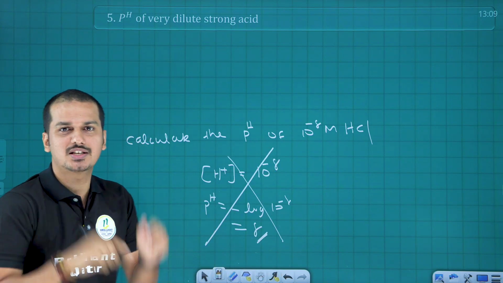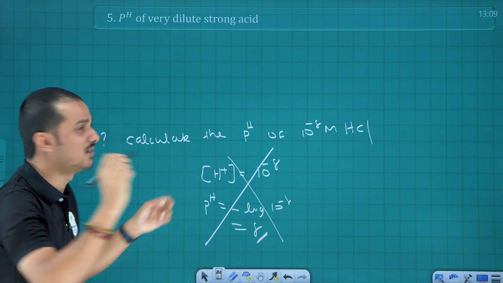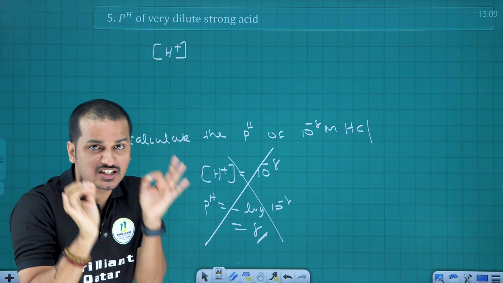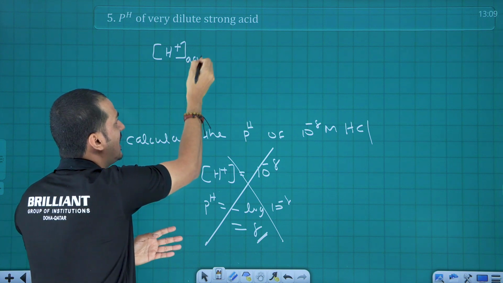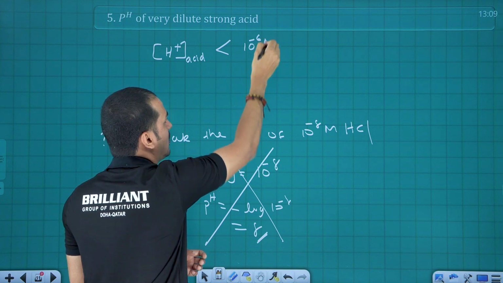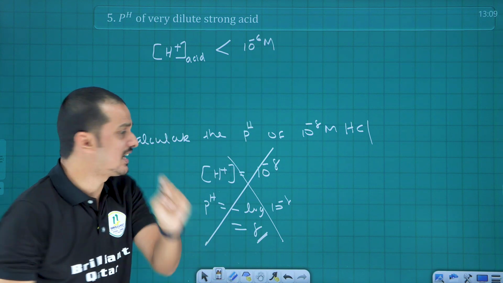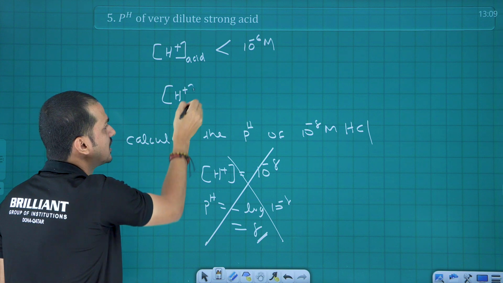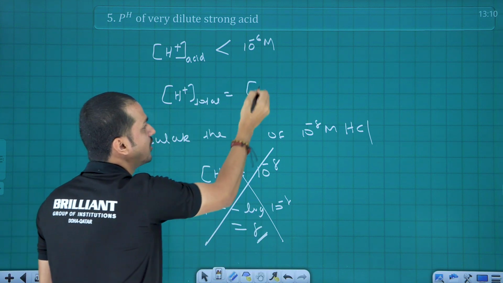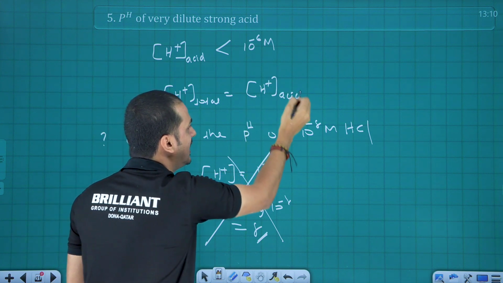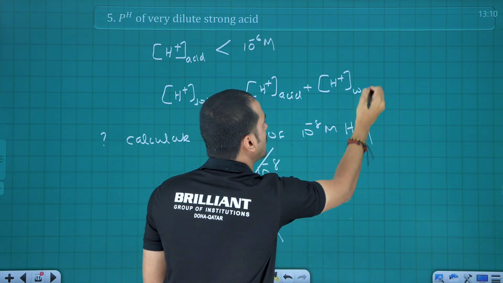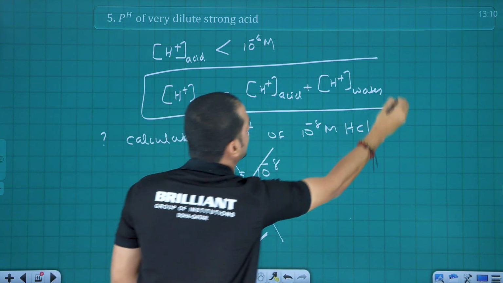You have to remember, whenever your acid is very much diluted, that means the concentration of H plus in the acid is less than 10 raised to minus 6 molar, at that time you have to take the total concentration of H plus. Whenever you are calculating, it equals the concentration of H plus from the acid, as well as the concentration of H plus from water. Water also you have to consider.